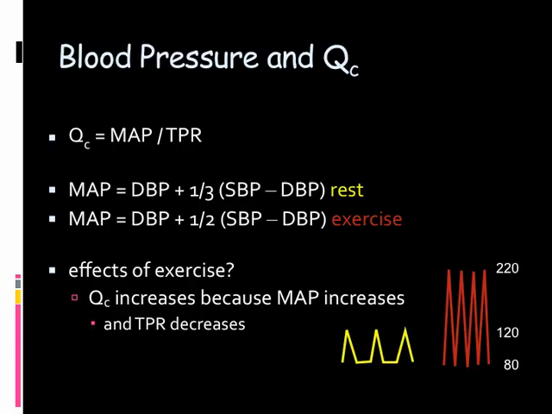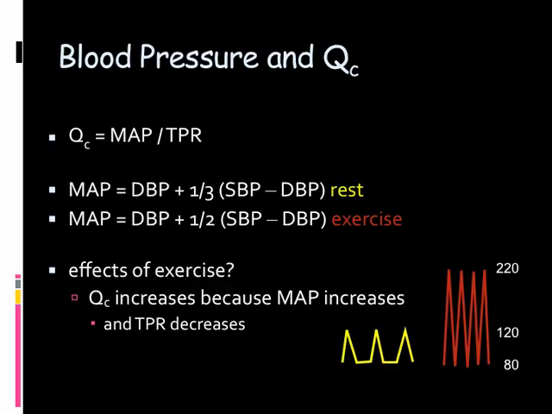Cardiac output equals mean arterial pressure divided by total peripheral resistance. I'll say it again slowly. Cardiac output equals mean arterial pressure divided by total peripheral resistance.